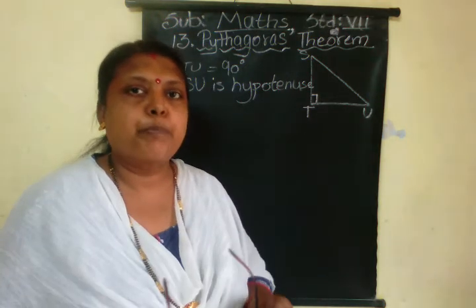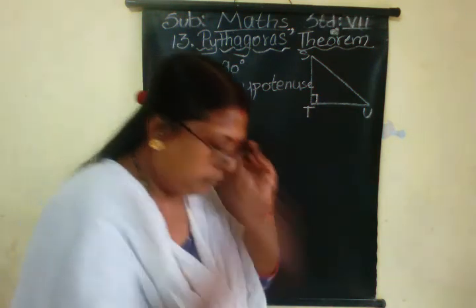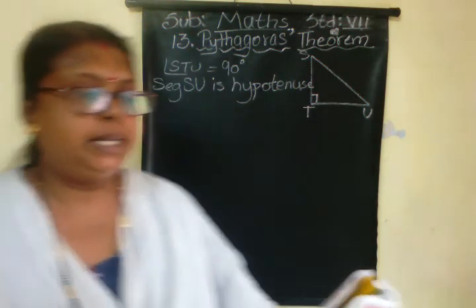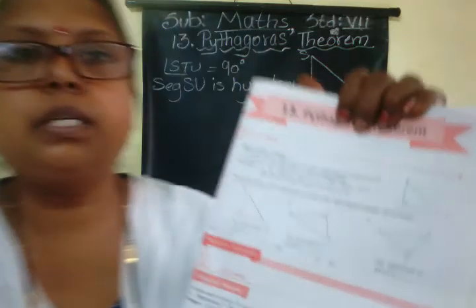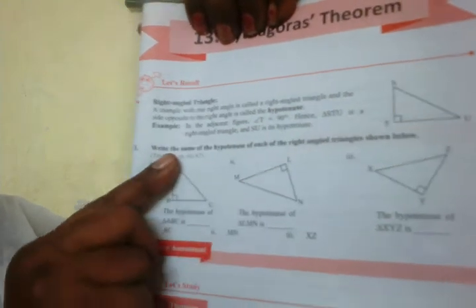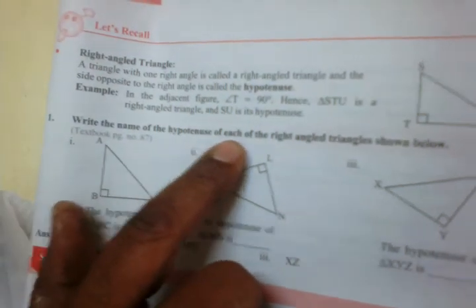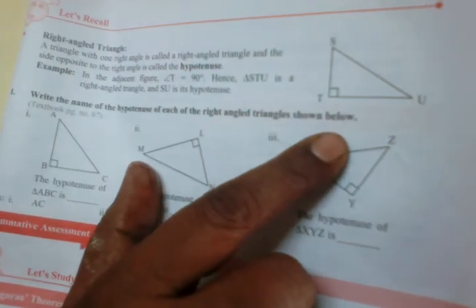Now in your textbook page number 87, all of you open page number 87. On your page number 87, you can see this question is shown to you. Can you see? Just see. Can you see the question? The question is write the name of the hypotenuse of each of the right angled triangles shown below. Can you see? Now first one we will see.